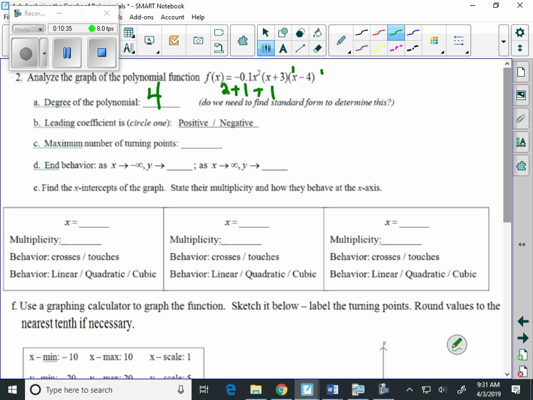And do you remember, by the way, how do we name a 4th degree polynomial? And hopefully you're thinking in your head, quartic. But anyway, do we need to find the standard form to determine that this is a 4th degree polynomial? No. And standard form means that we would have to multiply that completely out, put it with the highest degree first, then the next highest degree, then the next highest degree.